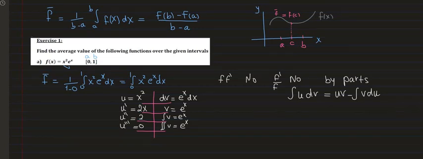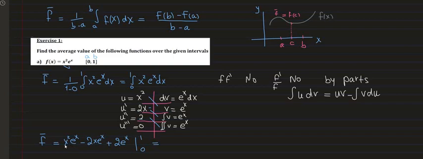So using this table, the integral can be written now as the product of this diagonal, which is x squared e to the x, and then minus, because the signs alternate, positive, negative, this product, which is 2x e to the x, and then plus that product, which is 2 e to the x, and then plus c if it was an indefinite integral. Now this integral is definite, so we will substitute from 0 to 1.